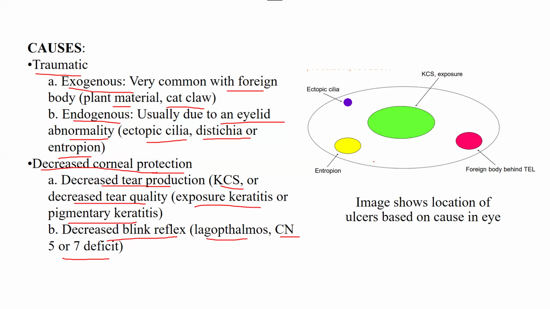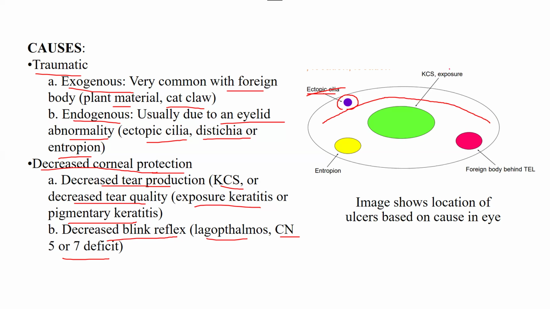If you can see this diagram over here, what does this mean? This is an eyeball. This is the cornea. In the cornea, an ulcer can be anywhere. It's not a very important point, but still you can have a rough guess of the ulcer's cause based on this. So if the ulcer is formed on this area, most probably it is going to be due to ectopic cilia, because cilia is an abnormal hair in the eye. It will be formed at any area above the upper portion of the cornea.